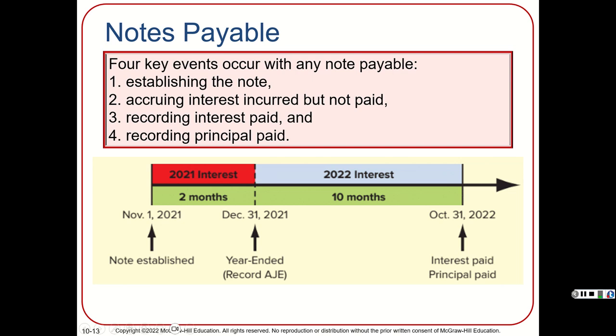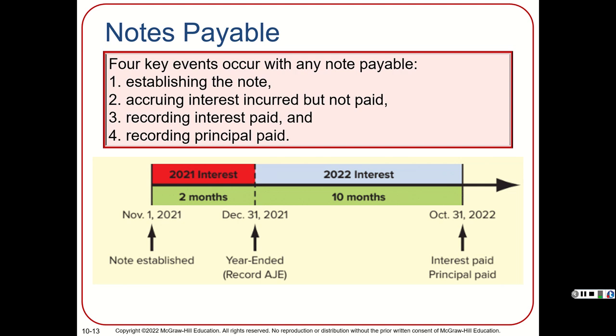So in this example, you might remember this. This might look familiar. We had an example a few chapters ago where we had a note payable that appears to be a 12-month note. There are 2 months in 2021 and there are 10 months in 2022. So this was a note where there were no payments due until it matured at October 31st of 2022. However, from the date that the company received that money to the date of the maturity, interest accrues.